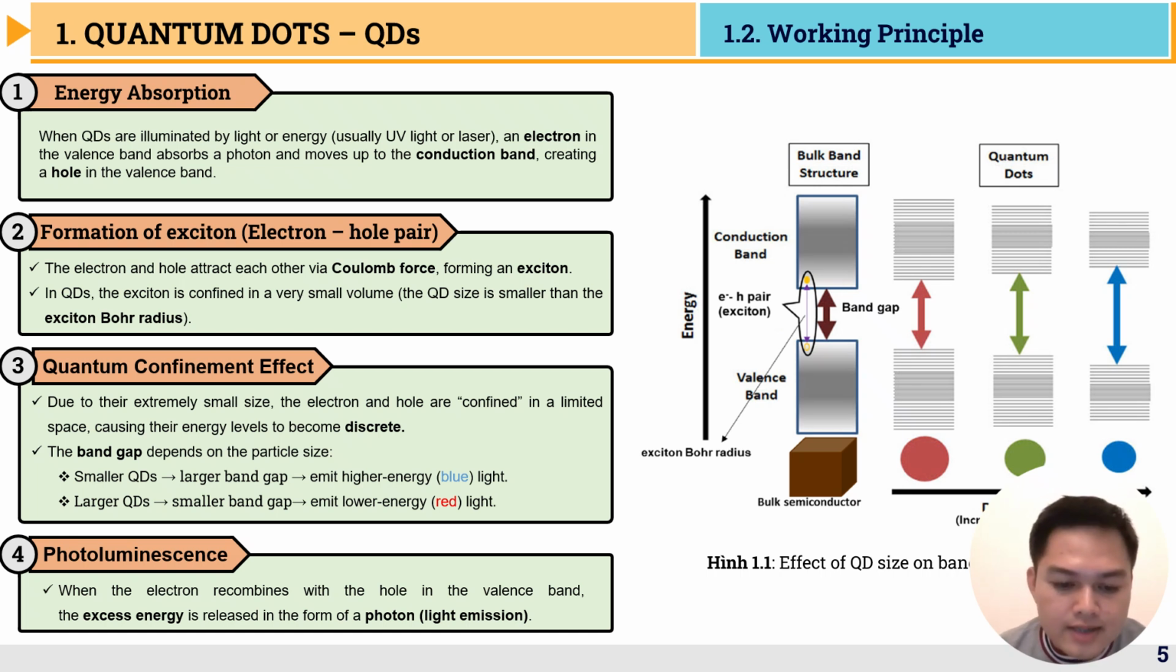Quantum dots work through four main steps. First, an electron is excited and moves to the conduction band, leaving a hole behind. Second, the electron and hole form an exciton. Third, because the quantum dot is very small, the band gap depends on size. Small dots emit blue light and bigger dots emit red light. Finally, when the electron returns to the hole, it releases light. This process is called photoluminescence.